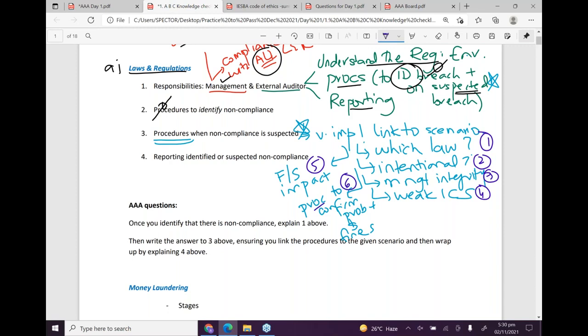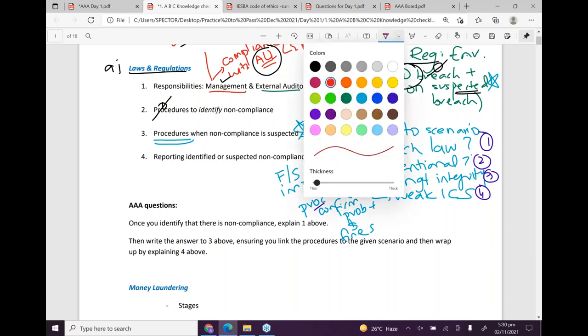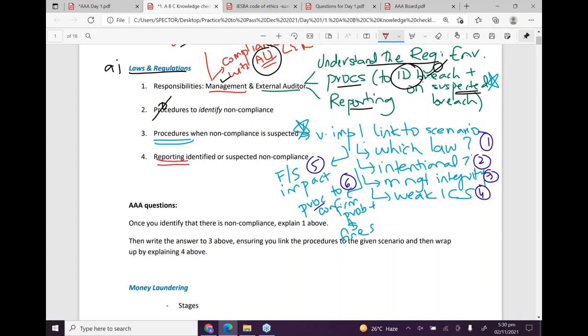So as auditors, we need to, in step number 2, put in effort to look for breaches myself. Plus, in step number 3, which is what is tested in the AAA exam as scenario-based questions, you have to perform procedures to actually confirm the impact of the breach, etc., etc. Even if she doesn't ask, you have to wrap up by talking about reporting.